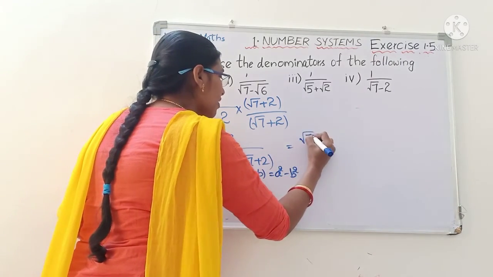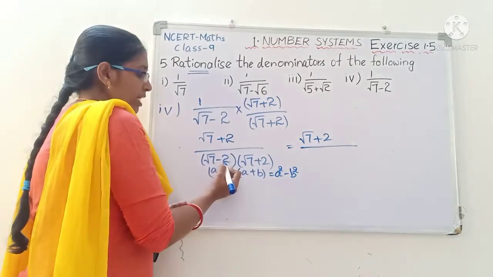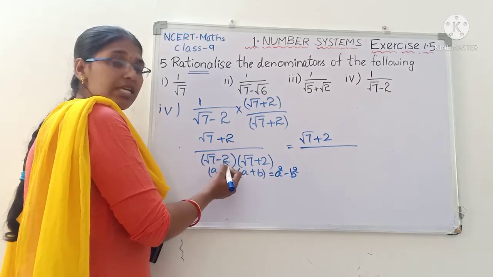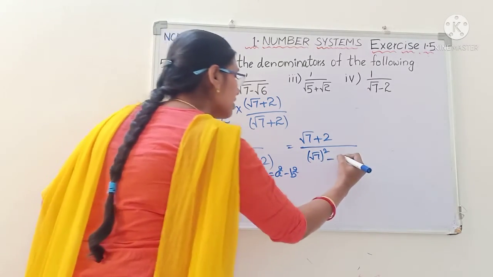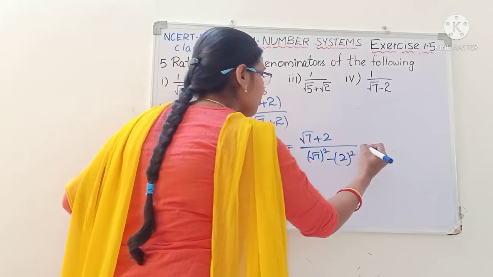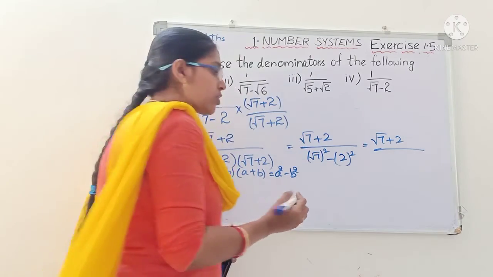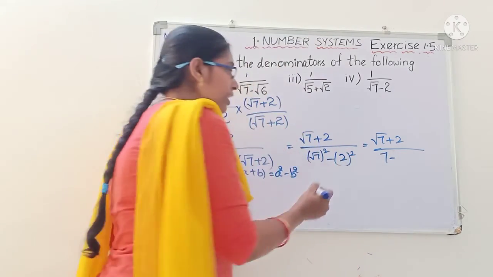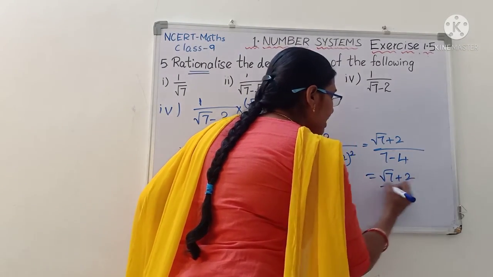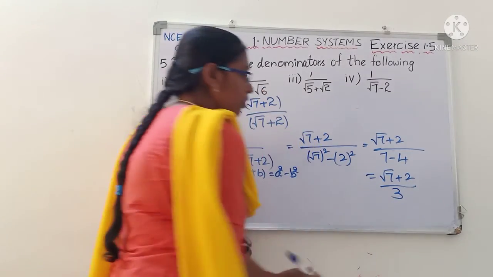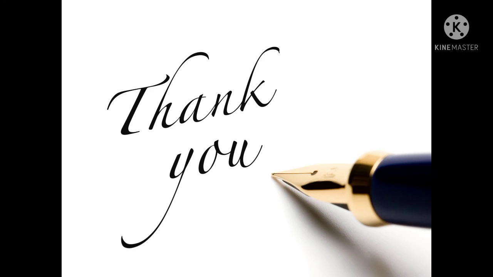So root 7 plus 2 by, root 7 minus 2 here, what children? That means A is root 7, B is 2. Root 7 whole square minus 2 whole square. You get root 7 plus 2 by, what is root 7 whole square? 7. 2 square is 4. So you get root 7 plus 2 by 7 minus 4, which is 3. You are able to rationalize the denominator. This is the fifth problem children.